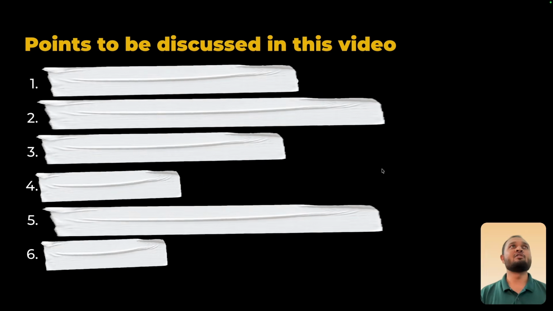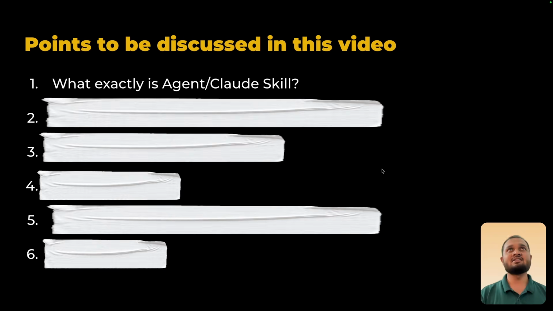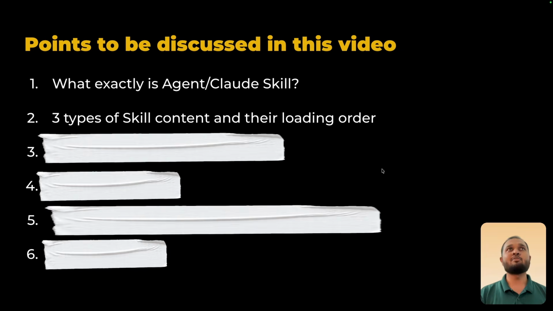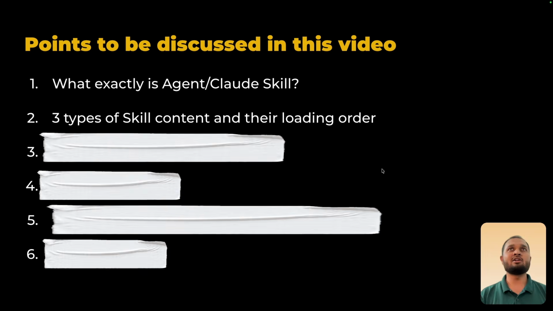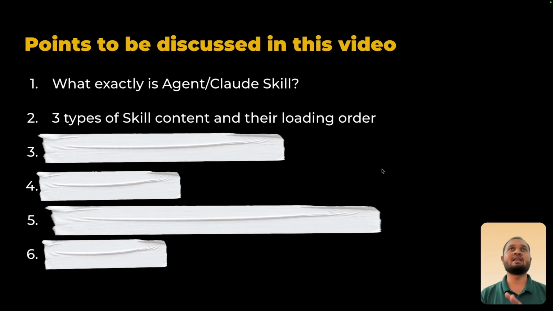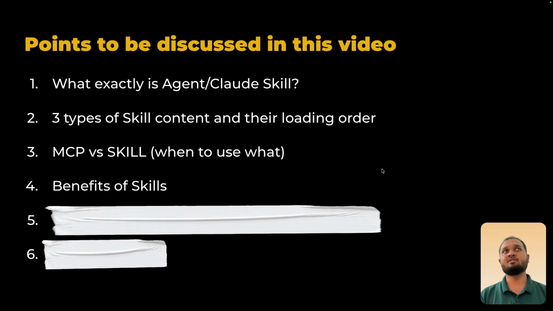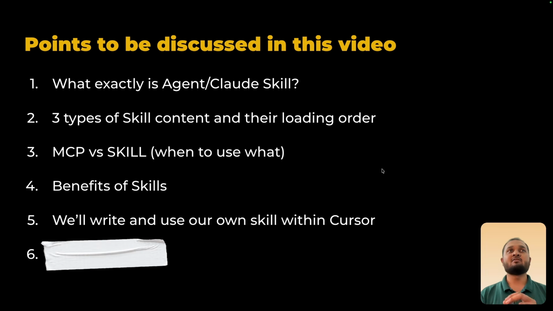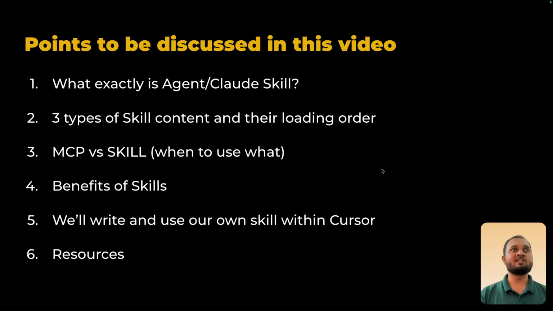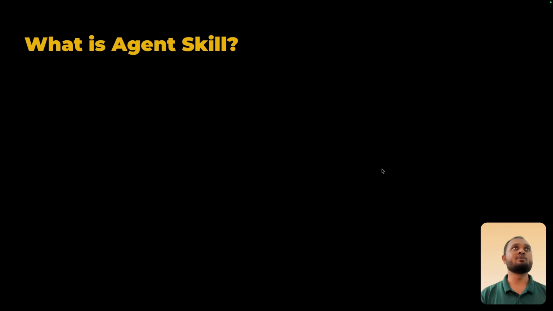So in this video, we'll see what exactly is agent or Claude skill, three types of skill content and their loading order, how they get loaded into the LLM context. We'll see MCP versus skill, when to use what, benefits of skill. We'll write and use our own skill within Cursor. And at the end, I will share all the resources with you. So without any further ado, let's start.